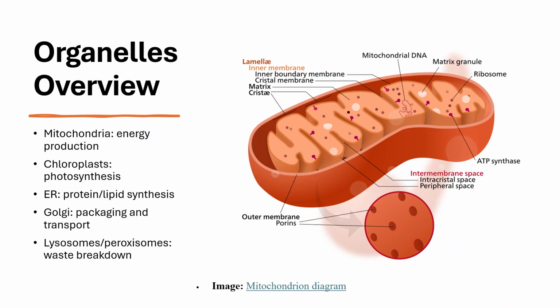The endoplasmic reticulum and Golgi apparatus handle protein and lipid processing. Lysosomes and peroxisomes break down waste and toxins. Together, organelles make cells efficient and adaptable.